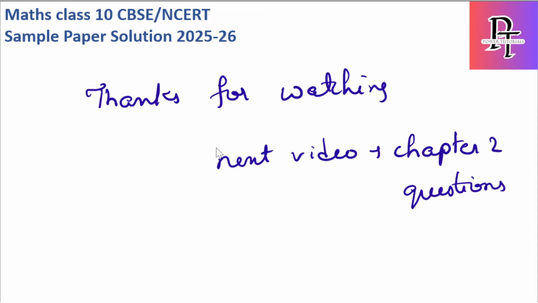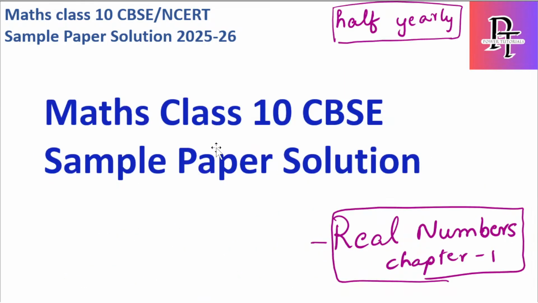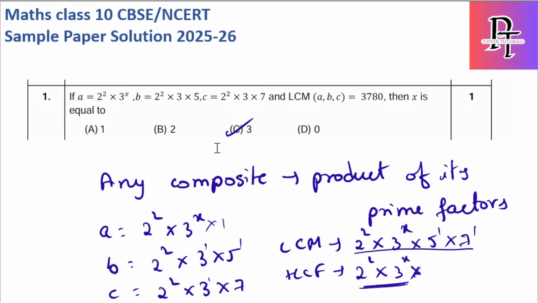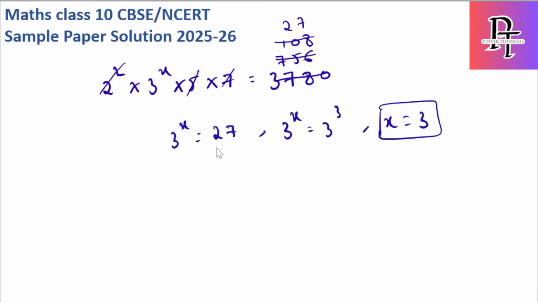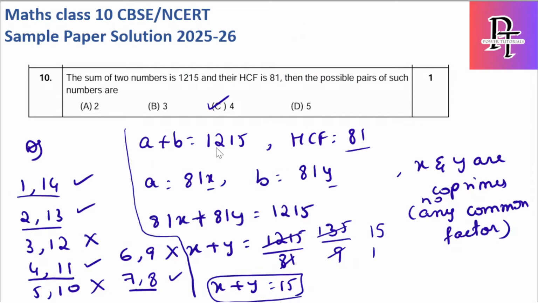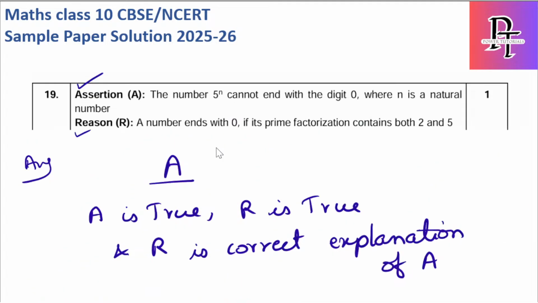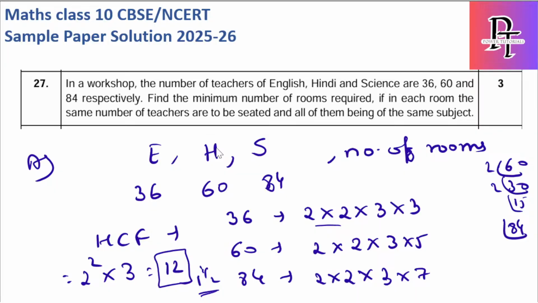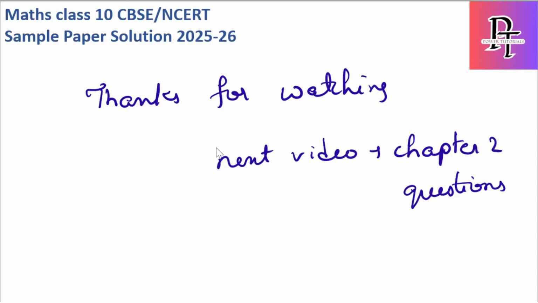So I'll just give a small recap of what we did in the previous video. This is the starting chapter 1, that is real numbers. I started with the first MCQ on real numbers and we solved it, and then we solved the 10th one, where the sum of two numbers and HCF and LCM type of question, and I explained how to solve it using the prime factorization method. And then we have a 3 marks question in the workshop. This is also an HCF kind of question, and we solved it using the prime factorization method. So that was related to chapter 1.